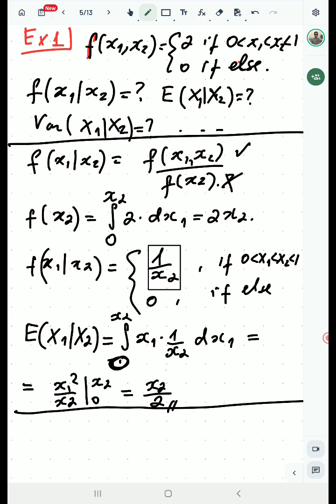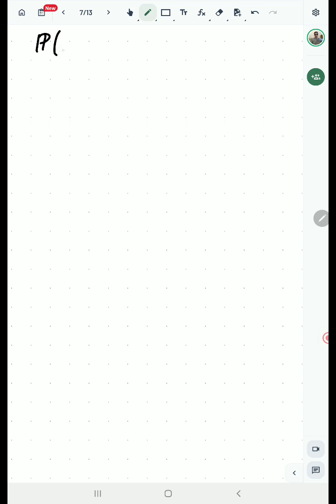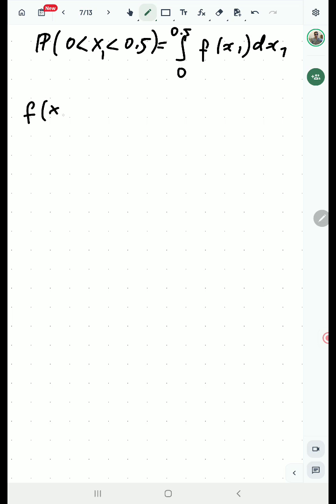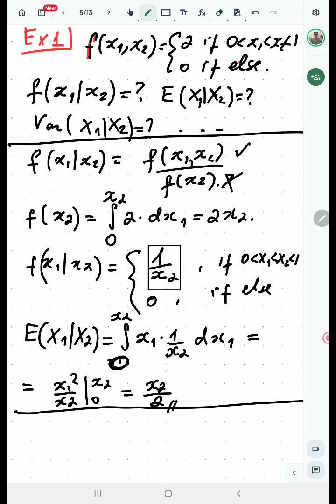We can get a marginal density using the joint density, agree? And pay attention to the interval where x1 is defined: from 0 to x2, isn't it? So to find the probability that x1 is between 0 and 0.5, we have to know f_x1. But f_x1 is the integral of the joint density, which is 2, times dx2, integrating over x2, and x2 runs from x1 up to 1. You can check it. So x2 is actually between x1 and 1, right?